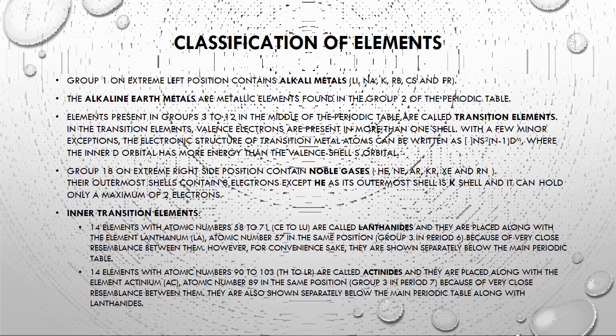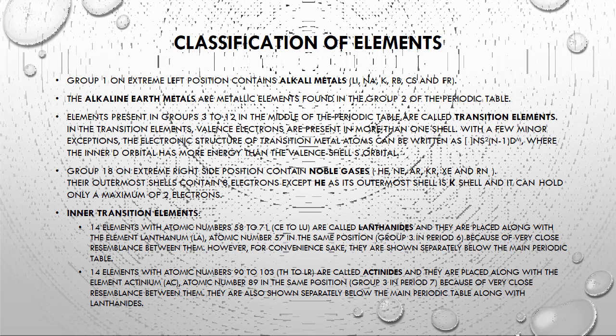Inner transition elements. 14 elements with atomic number 58 to 71, or cerium to lutetium, are called lanthanides, and they are placed along with the element lanthanum, atomic number 57, in the same position, group 3 in period 6, because of very close resemblance between them. However, for convenience sake, they are shown separately below the main periodic table.